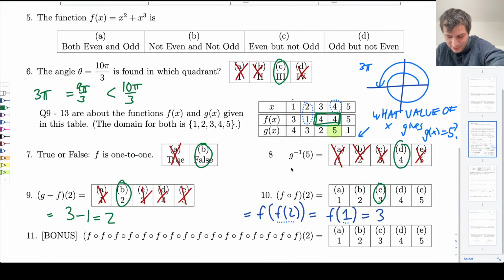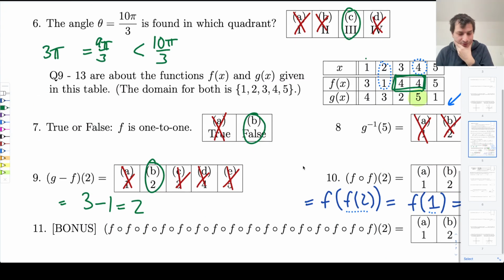Last but not least, you could do the bonus, which is very similar to question 10. Question 10 was not very well done. Most people did not get question 10. Maybe compositions are tricky, or you didn't practice this kind of skill on the practice test with the graph. Question 11 was question 10 on steroids. What is f of f of f of 2? So we got many circles here.